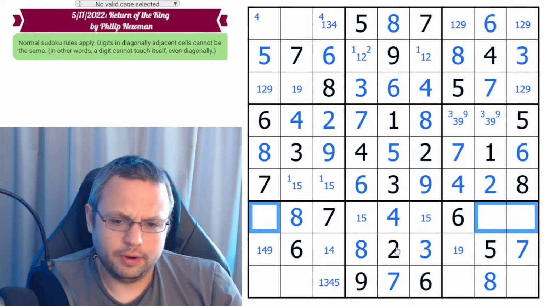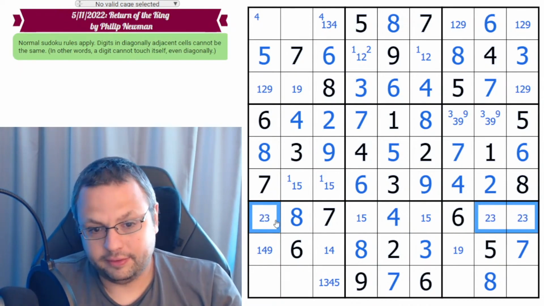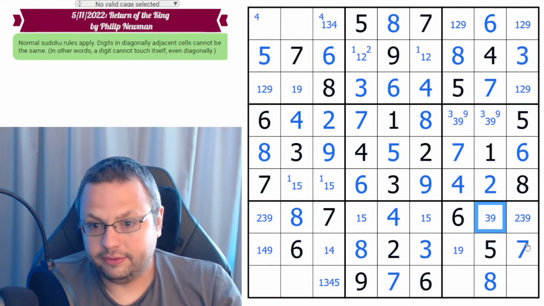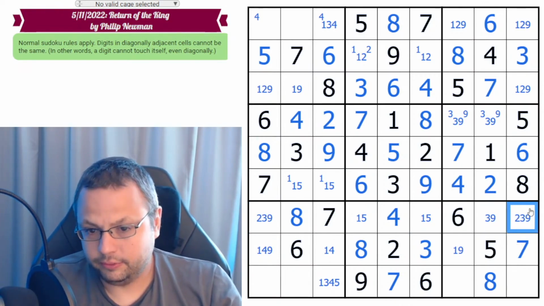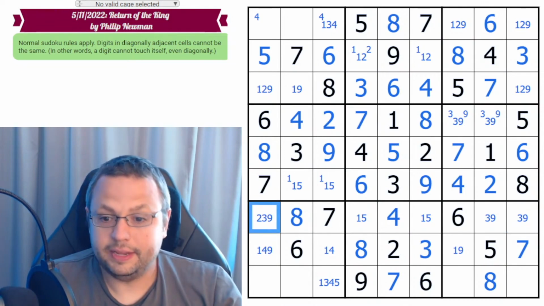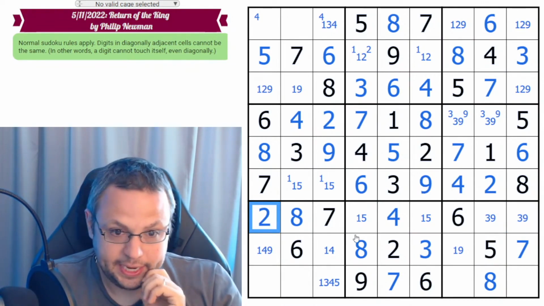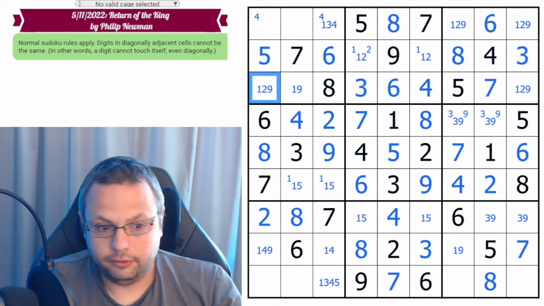So let's see, what's left in the row? 2, 3, we've got a 4, 5, 6, 7, 8, and a 9 left to go. This one I see is not a 2. This one's not a 2 either. So this one is the 2 by the magic of anti-king. This is not a 2.